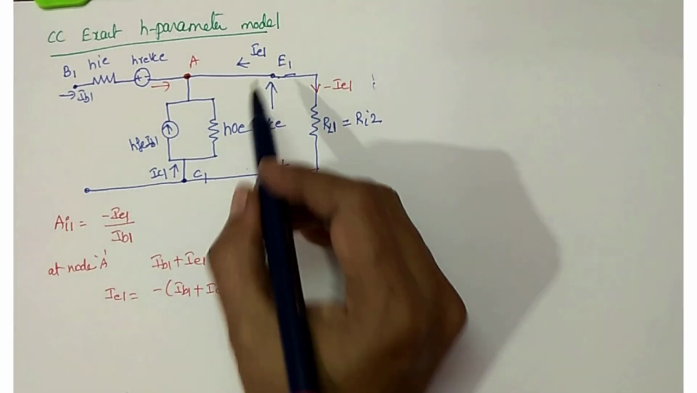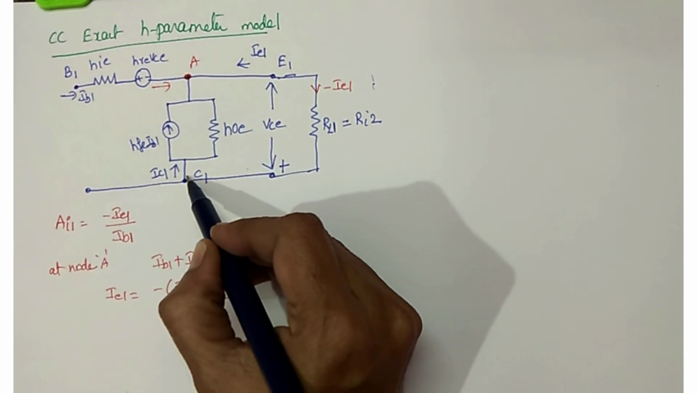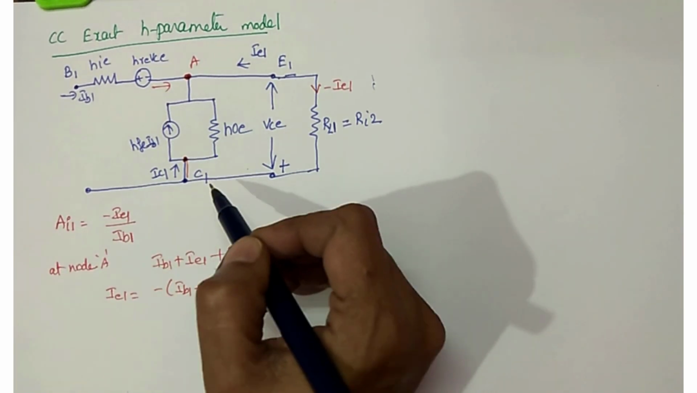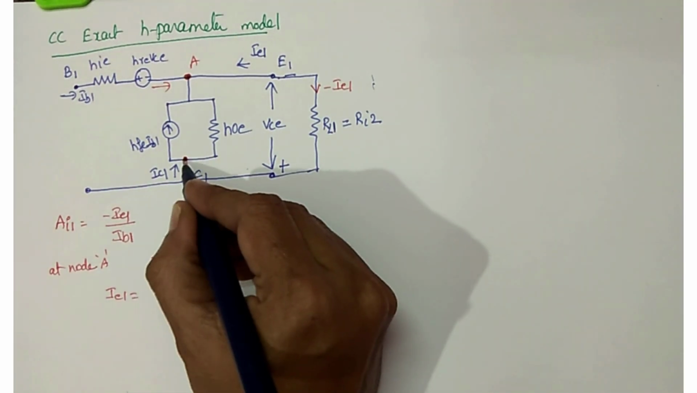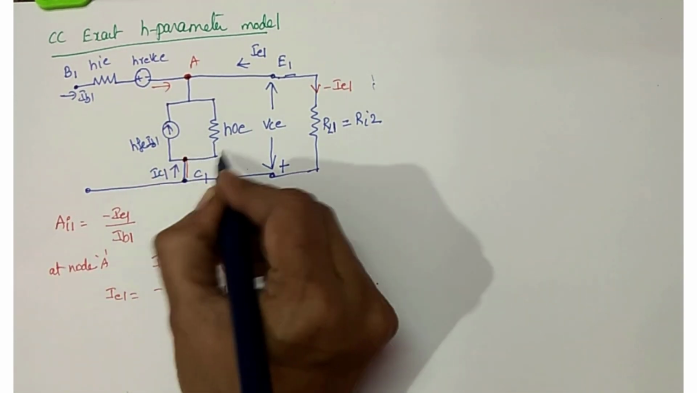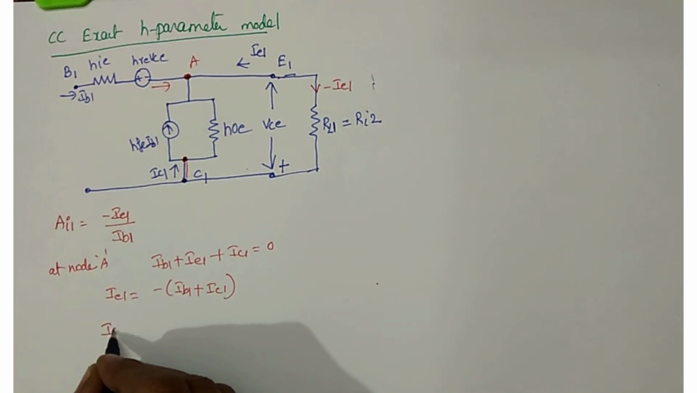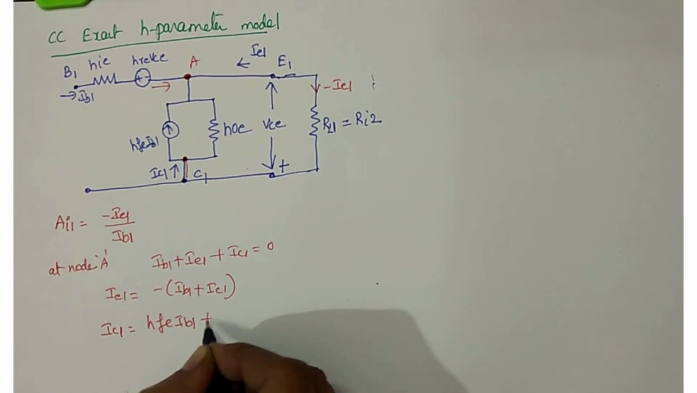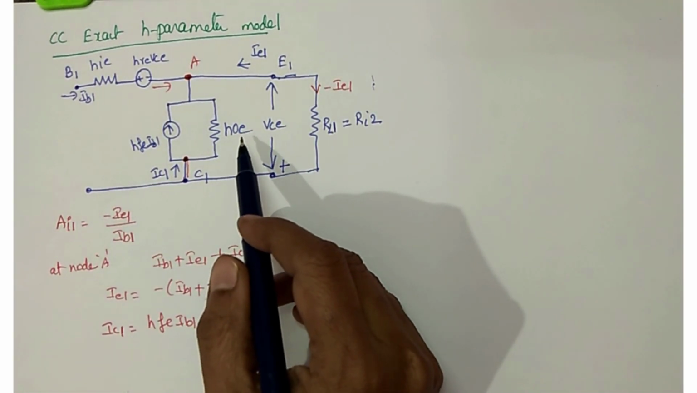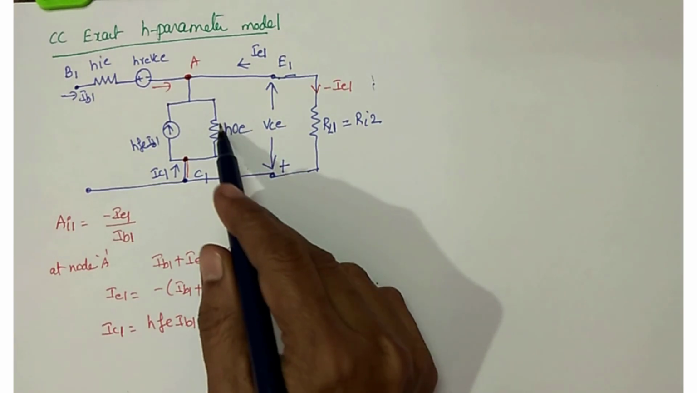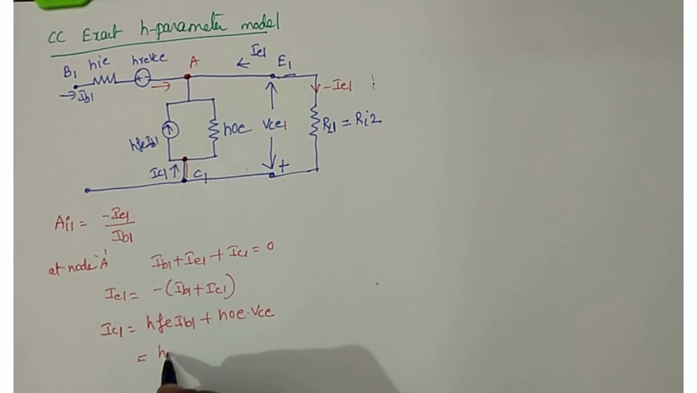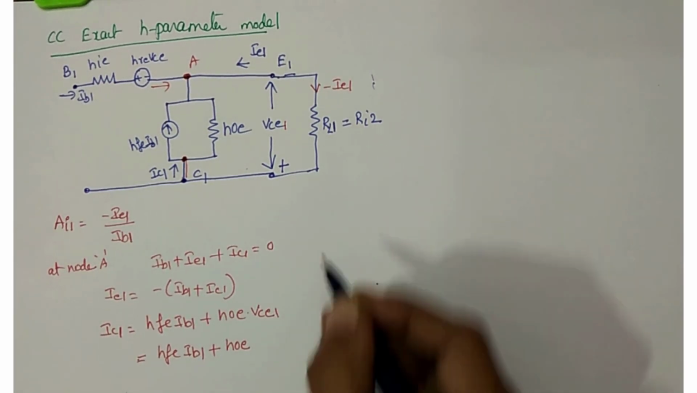Then now if you see, what is IC1? See this? IC1. This is the node and it gets divided like this and this. What you can write IC1? Up to this node is IC1 and then it is divided like this. So you can write IC1 as one current is HFE IB1 plus another is HOE, the admittance. Admittance into voltage becomes the current. So it is HOE into VCE. HFE into IB1 plus HOE into, what is VCE1?